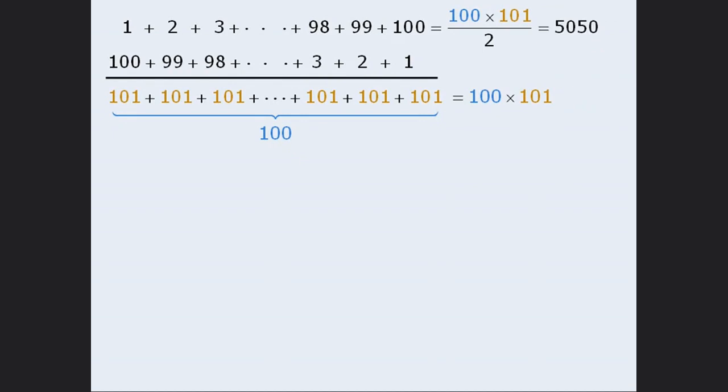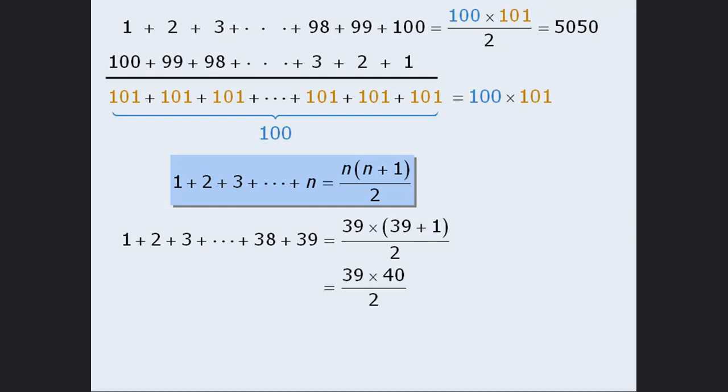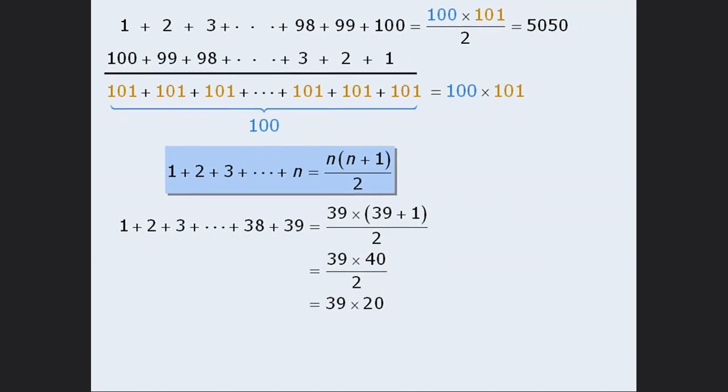Now if we generalize these results, we can say that the sum of integers from 1 to n will equal n times n plus 1 divided by 2. So for example, we can use this formula to find the sum of numbers from 1 to 39. Here n is equal to 39, the last number, so the sum of the integers from 1 to 39 will equal 39 times 39 plus 1, all divided by 2. We can simplify this as follows, and at this point we can simplify 40 over 2 to be 20. 39 times 20 equals 780, so the sum of the numbers from 1 to 39 is 780.